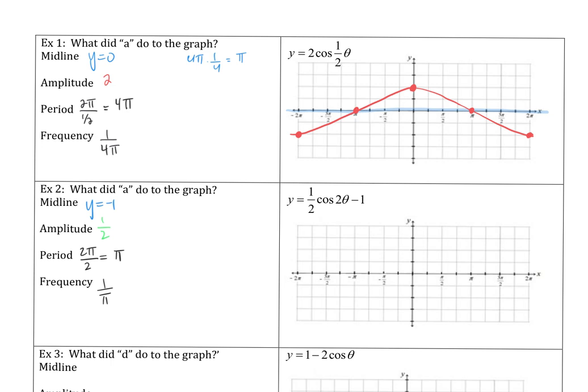Let's first things first draw in the midline at -1. Okay. And now I need one full rotation done by pi. So for the cosine, we're going to start up the amplitude, which is 1/2. We're going to come down to the midline, down the amplitude, midline, up the amplitude. And now I have completed one full rotation of that cosine function in pi units.